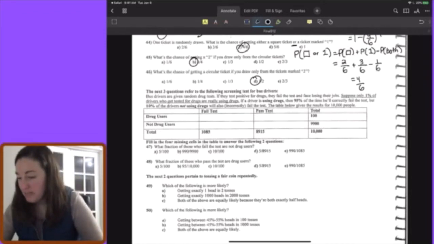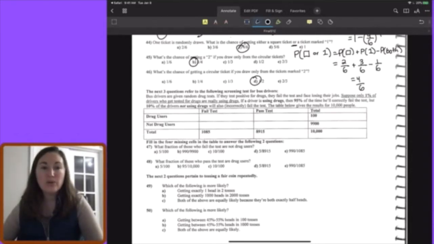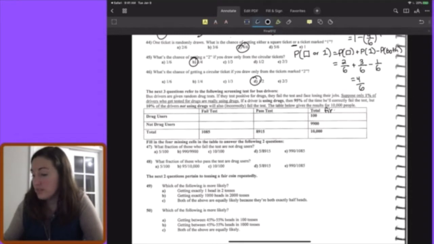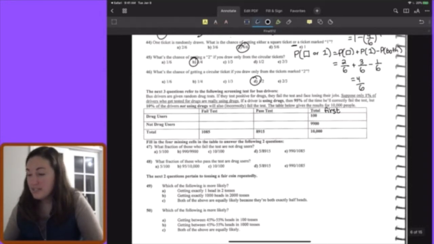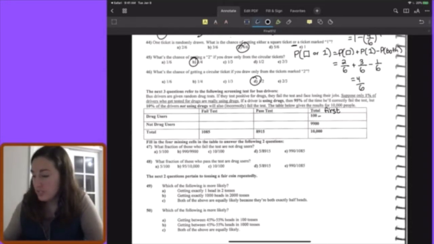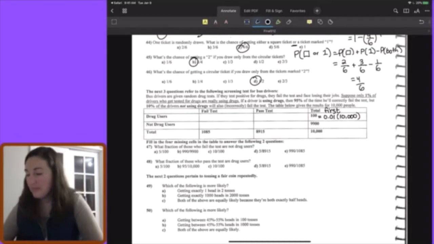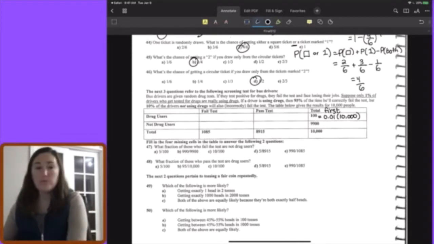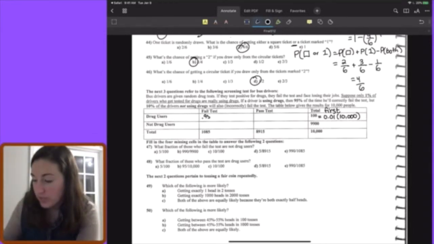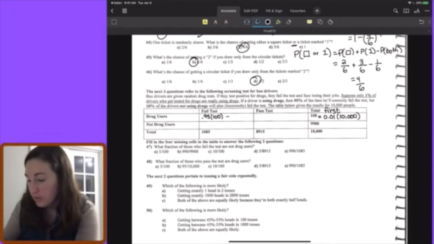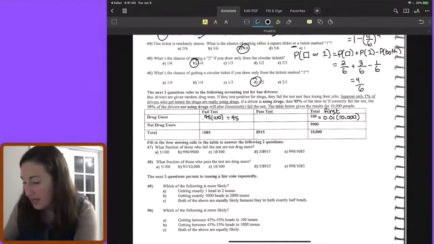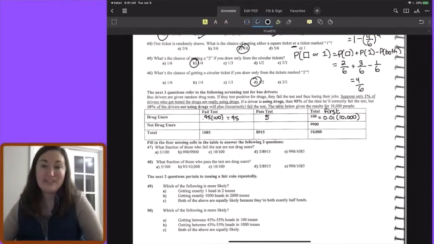Probably because they're nervous, or maybe it's fluke, or whatever. So we're looking at 10,000 people. It says fill in the 4 missing cells. Okay, so it looks like the total column was already filled in. I usually say fill this in first. And that would be what percent are using drugs or not. And it does say 1% of the drivers are really using drugs. So this 100 came from 1% of 10,000. And then it says if they're using drugs, so there's 100 that are, 95% of the time they'll correctly fail the test. So 95% of these 100 people will correctly fail the test. 5 will pass incorrectly.